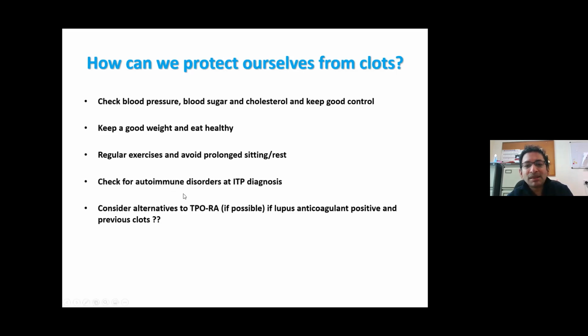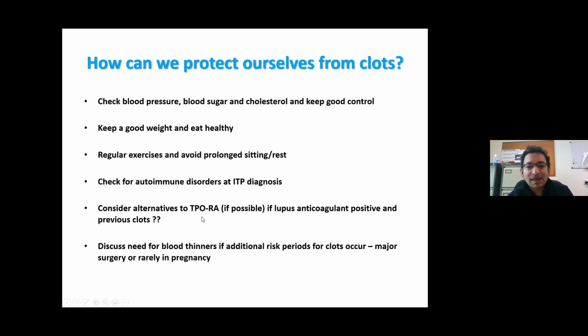With respect to ITP, we can check for autoimmune disorders to look for vasculitis, which can give us a rough idea about whether there is a risk for thrombosis. If a person is lupus anticoagulant positive or has had previous clots, if possible, we will consider alternatives to thrombopoietin agents. But if there's nothing available, we have to think about that. And for people who are lupus anticoagulant positive with previous clots, if they go for surgery or, rarely, pregnancy, we might have to give blood thinners for that short period around surgery, or probably a bit longer in pregnancy, for 9 to 10 months.